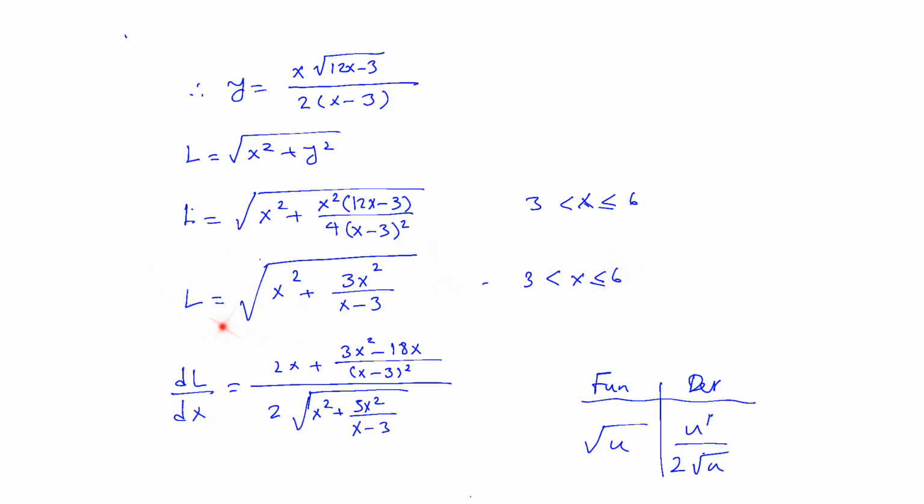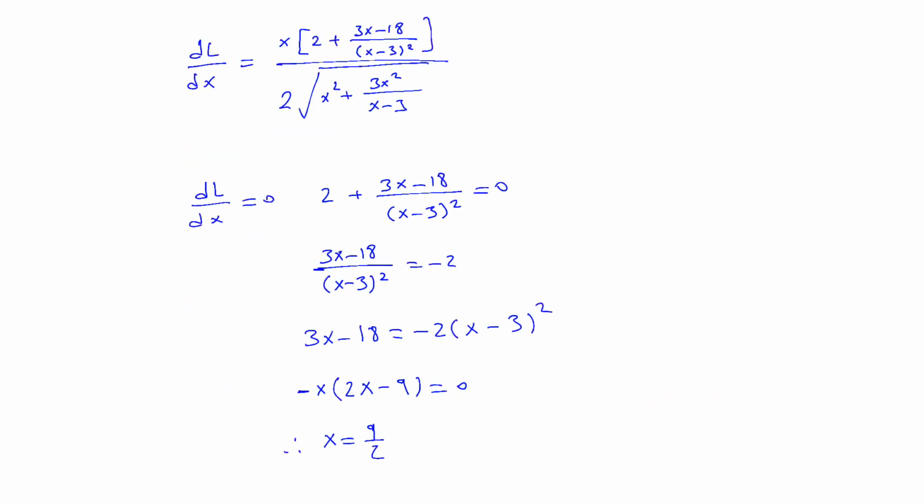We take the derivative of L with respect to X. The derivative is the derivative of this function divided by 2 times L. We let the derivative equal 0. X cannot be 0, therefore 2 plus (3X minus 18) over (X minus 3) to the power of 2 must be 0. We bring 2 to the right side and cross multiply and find the value of X. X is 9 over 2.